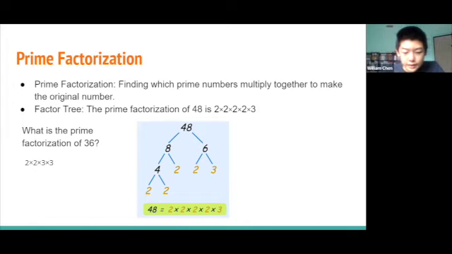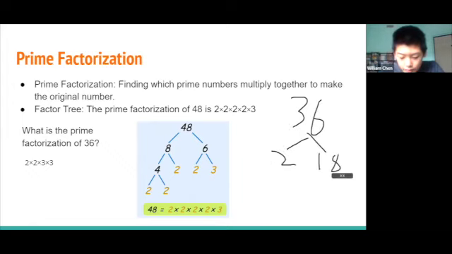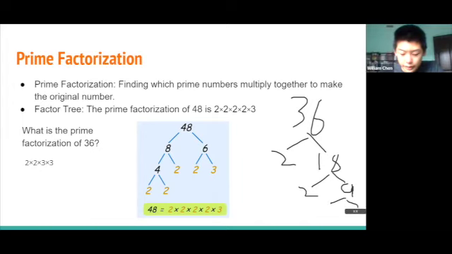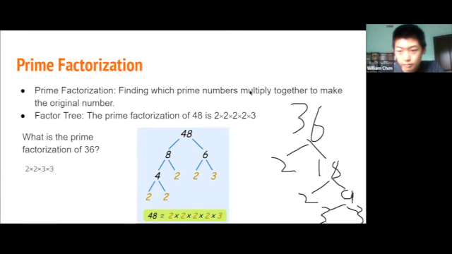The way we do this is that we first start with 36. We can split this up into 2 and 18. We can further split 18 up into 2 and 9. We can split 9 up into 3 and 3. This way we can figure out that 36 equals 2 times 2 times 3 times 3.